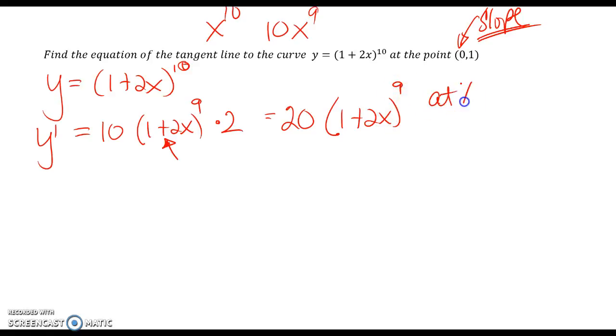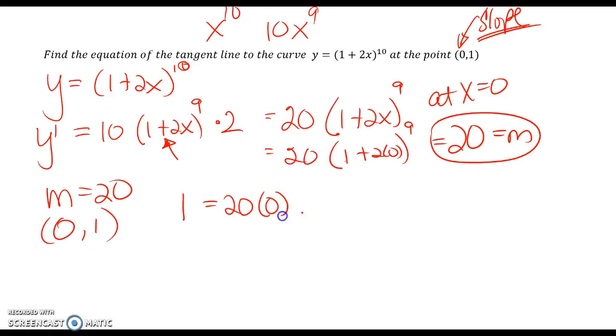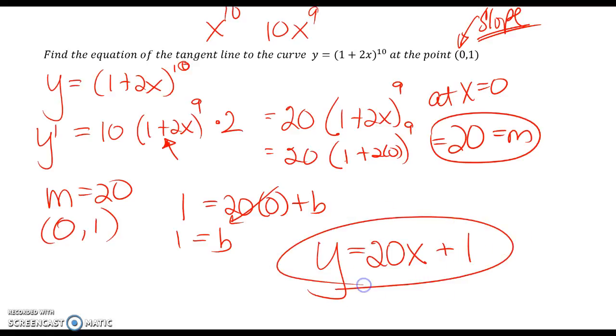Well, at x equals 0, this becomes 20 times (1 plus 2 times 0) to the 9th, which is 1 to the 9th. So the slope is 20, isn't it? Using a slope of 20 and a point of (0, 1), y equals mx plus b. That's just 0, so b equals 1. y equals the slope times x plus b. There's the equation.